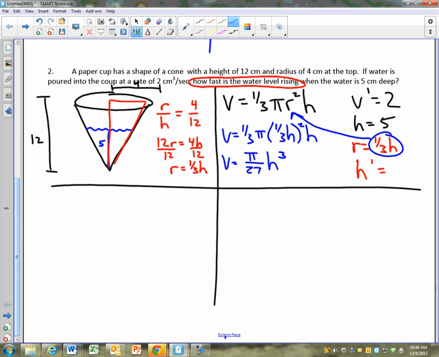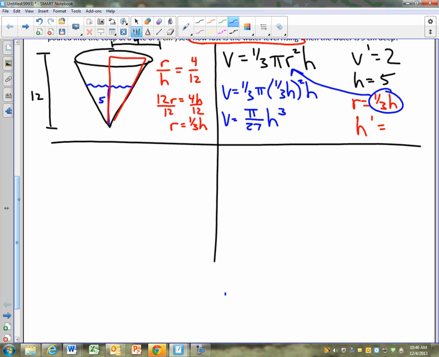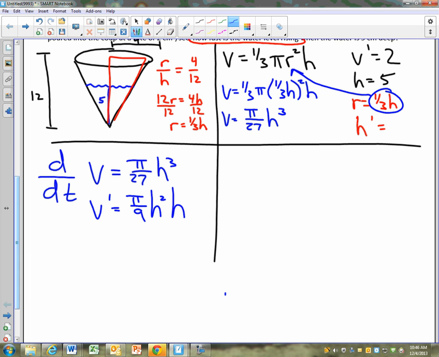Again, this is a related rates problem, which means that the volume is changing, the height is changing, the radius is changing, and they're all changing with respect to time. So I take the derivative with respect to time, which means because I don't have a t variable in there, I have to use our implicit differentiation idea the entire time. So volume equals pi over 27 times h to the third. What's the derivative of volume? Very good. Pi over 9, h squared, h prime. Very good.